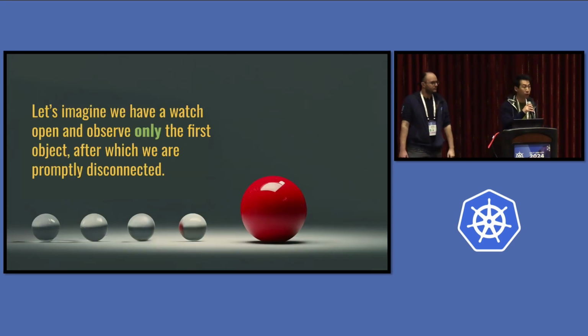Now, if we have a watch open, we've already done our list. We're streaming now. And we observe one of these writes, right? We're supposed to get a bunch of watch events. Each watch event has a single object. We only see the first one, and then we get disconnected. We know that that's possible.